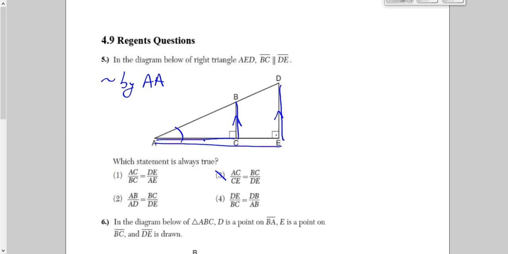I'm just gonna say it's 3. Three's already crossed out. Or I mean 4. It's definitely not 1. You said 2? Yeah, I think it's 2. Let's check 2. So AB, hypotenuse to AD, hypotenuse equals BC, short leg to DE, short leg. It's definitely not 4. So hypotenuse small to hypotenuse big equaling short leg small to short leg big. Does that work? Yep.